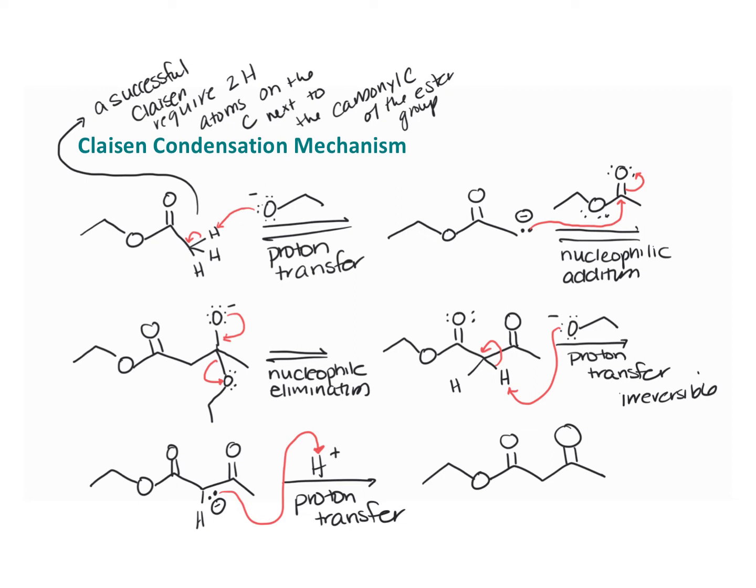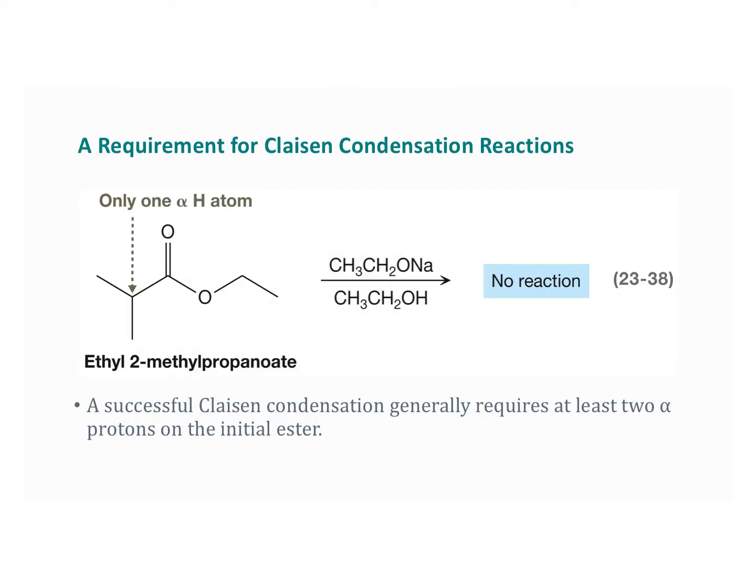So as I tried to kind of poorly explain on the previous slide, right, a successful Claisen generally requires at least 2 alpha protons, right, on the initial ester. And without the first alpha proton, the enolate anion couldn't be produced. And without the second, the equilibrium would favor the overall reactants. And so you would have no significant amount of ester to be isolated. So it's through reactions that we have shown this.